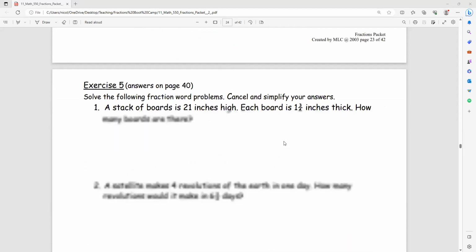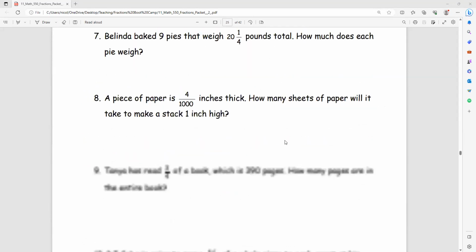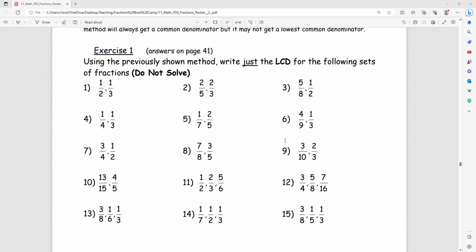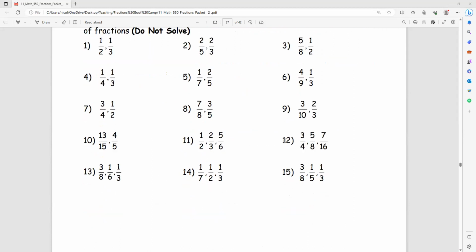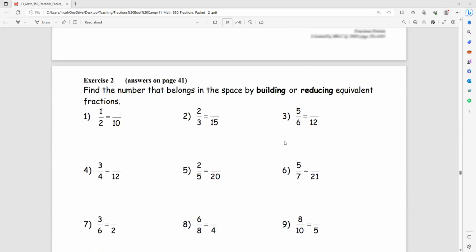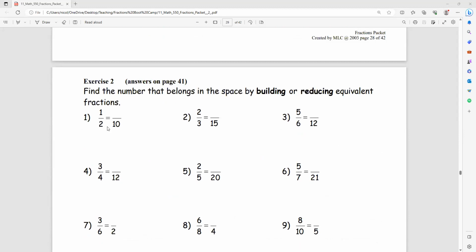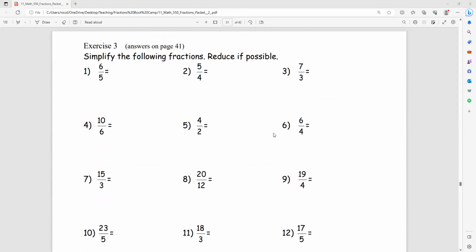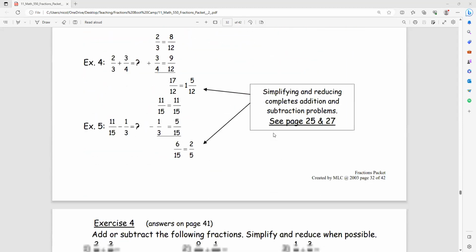More word problems. Very big packet. Where's the adding and subtracting? You would think they would put that first. Let's kind of skip through this. 2 times 5 is 10. 1 times 5 is 5. And so on. Just multiply top and bottom by the same. We know how to simplify.